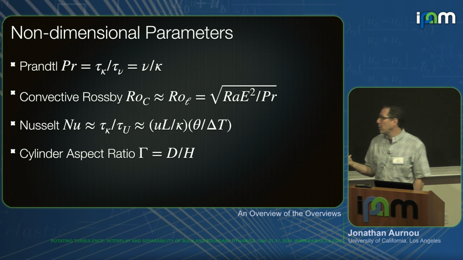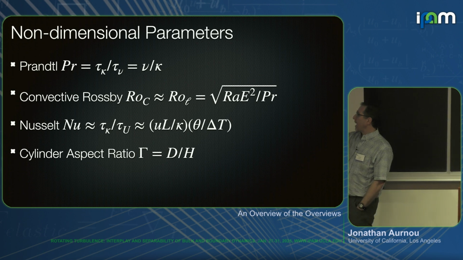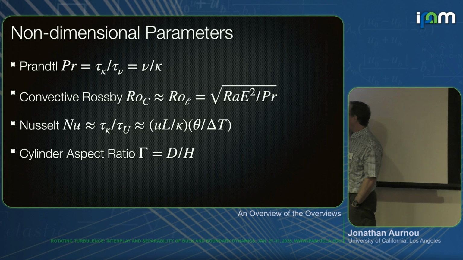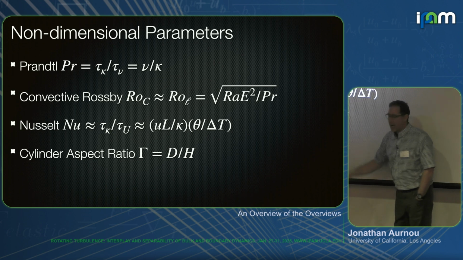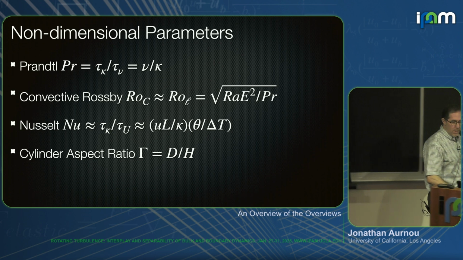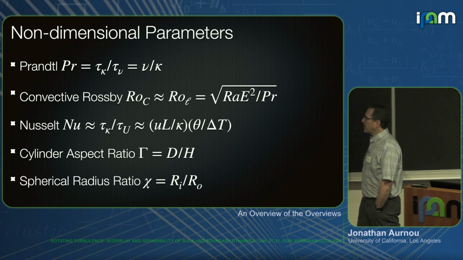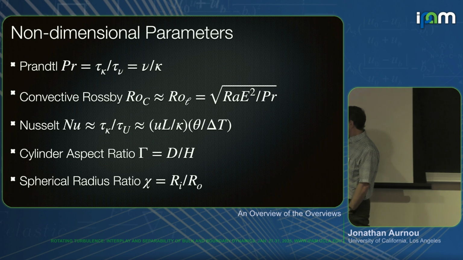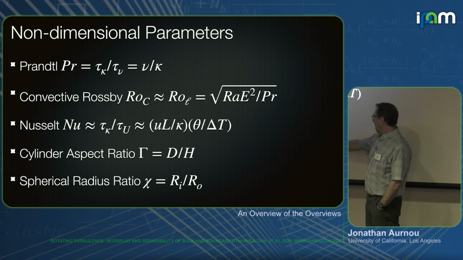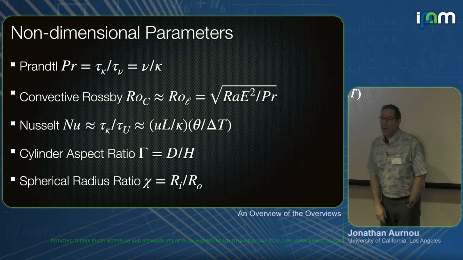If we're doing cylindrical problems, we'll probably have the cylindrical aspect ratio showing up. I denote that gamma, diameter over height. And the other one that we'll see at times is a spherical radius ratio. I denote that chi, inner radius of the shell over outer radius of the shell.